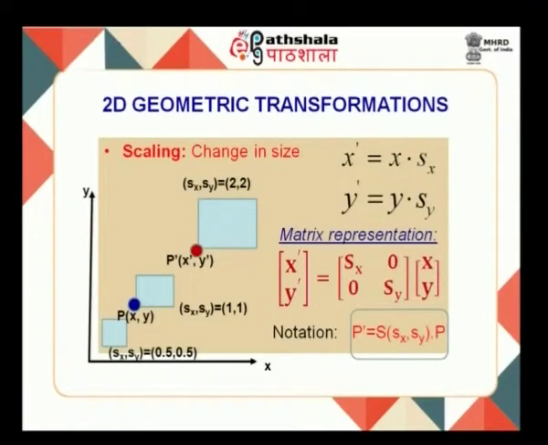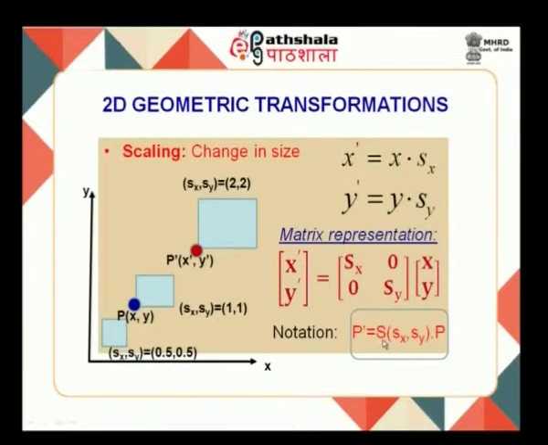These equations are represented in their matrix equivalent form. As you can see, (x dashed, y dashed) is equal to the matrix [s x, 0; 0, s y] multiplied by (x, y). For simplicity and a better representation, you can use this notation: P dashed is equal to S P, where S is the scaling matrix [s x, 0; 0, s y], a 2 by 2 scaling matrix.